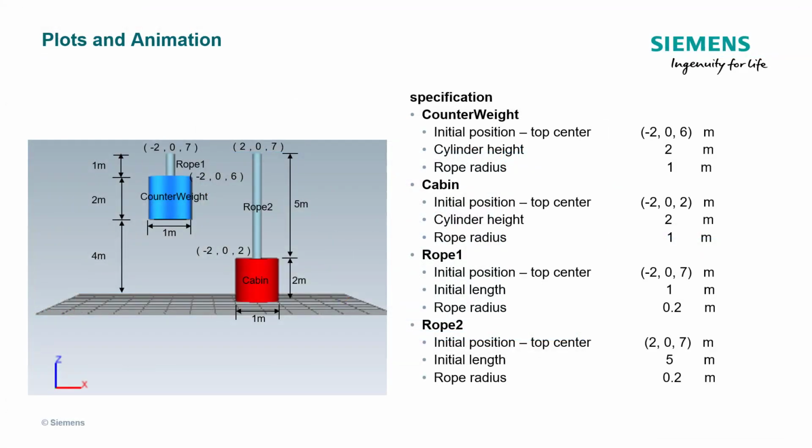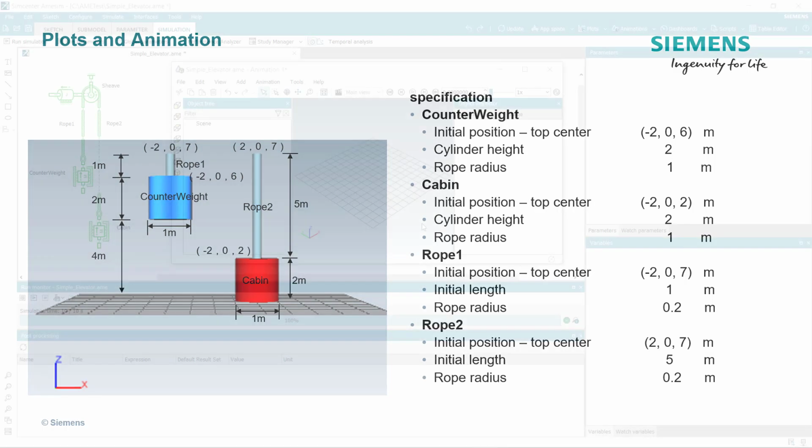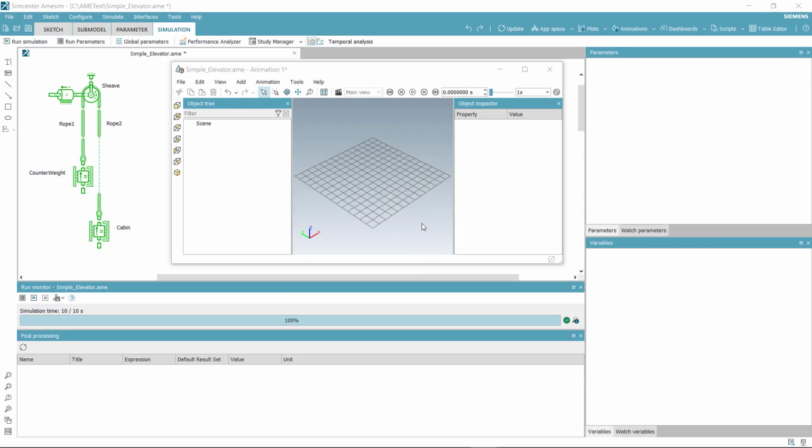The initial information is shown in the slide. The specification lists the required parameters, such as the position, the length, and the radius. Let's start to create a scene based on the information. Put the sketch and plot window to a proper position in order to have an easy way to drag and drop. Here, we want to view the movement of the counterweight, cabin, and ropes.